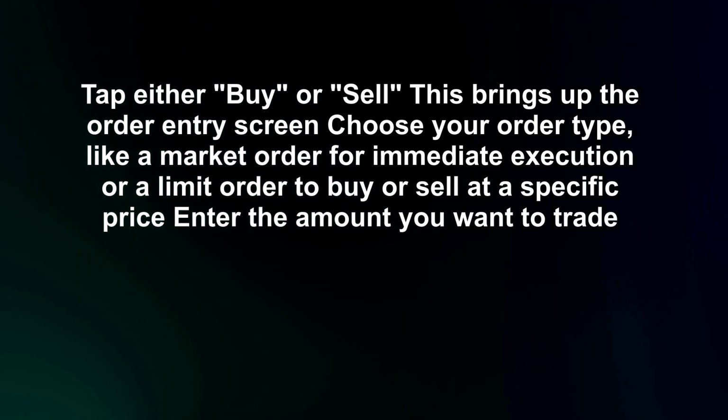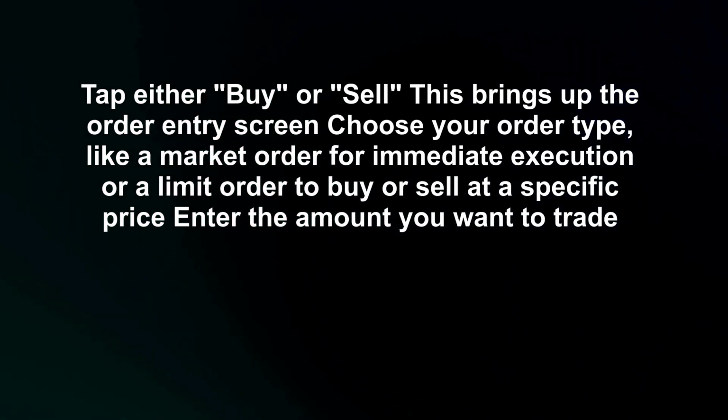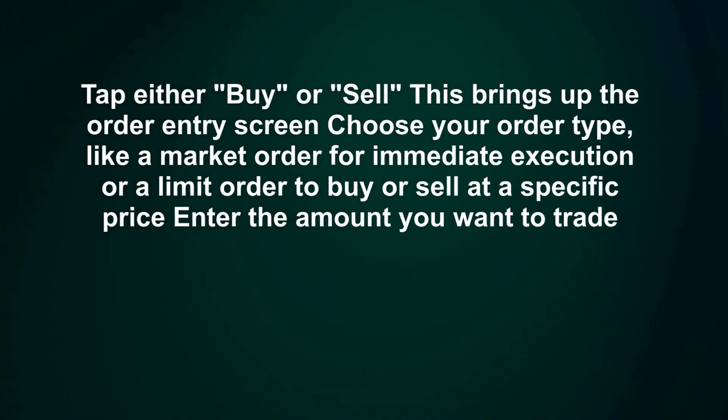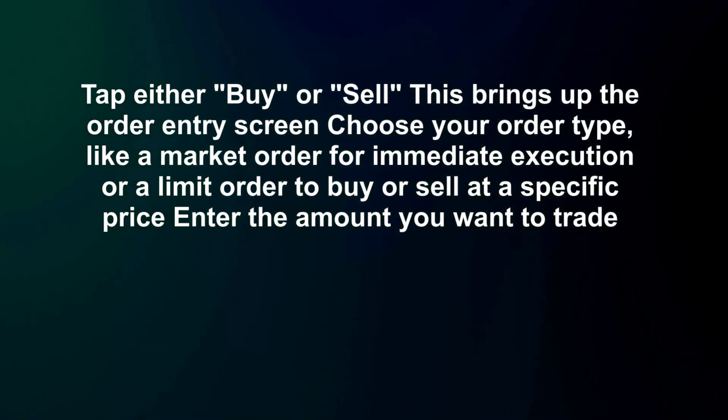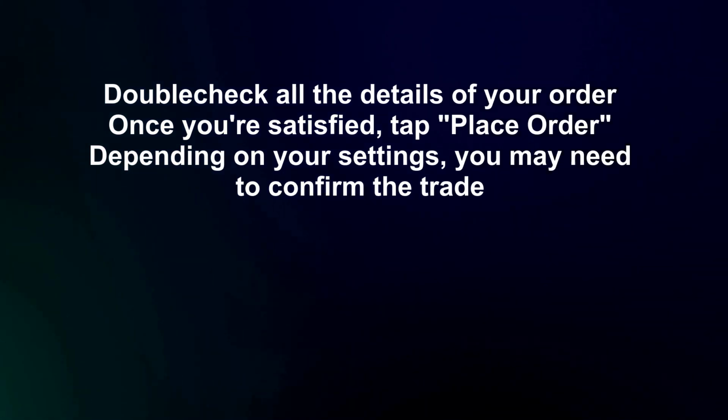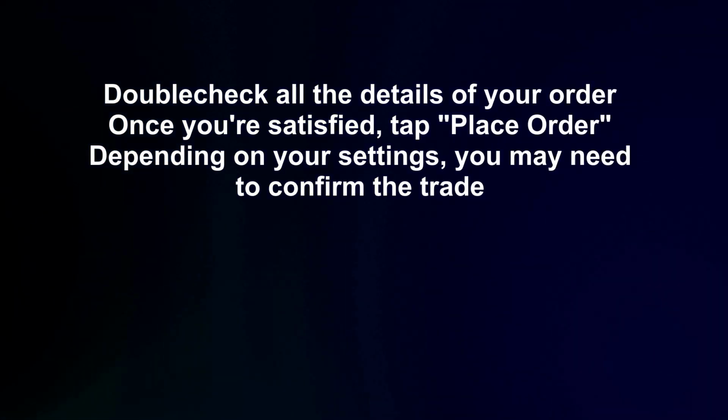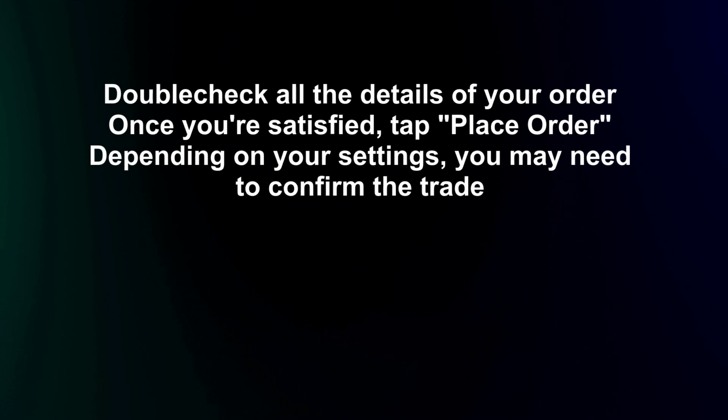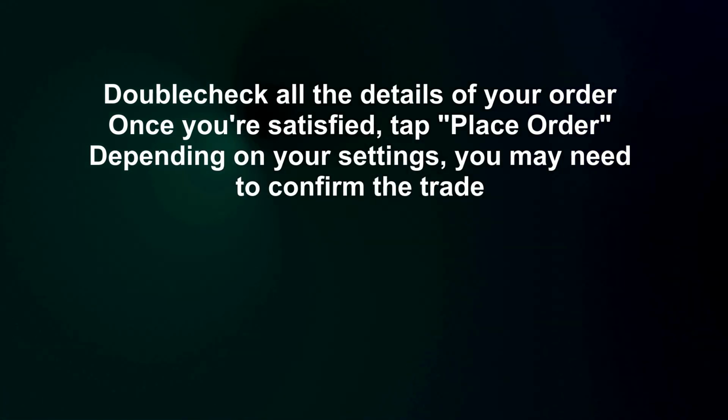Choose your order type, like a market order for immediate execution, or a limit order to buy or sell at a specific price. Enter the amount you want to trade. Double-check all the details of your order. Once you're satisfied, tap Place Order. Depending on your settings, you may need to confirm the trade.